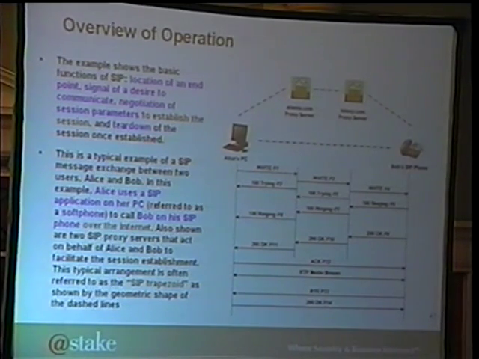This example shows the classical or the basic functionality of SIP: locating an end user, signaling the desired communication, setting up the session, and tearing down. In our example here, Alice's PC uses a SIP application on the PC. It's called a soft phone. And Bob here is using a regular voice over IP phone. These two entities are called SIP proxies, which are used by both Alice and Bob in order to send the SIP signaling.